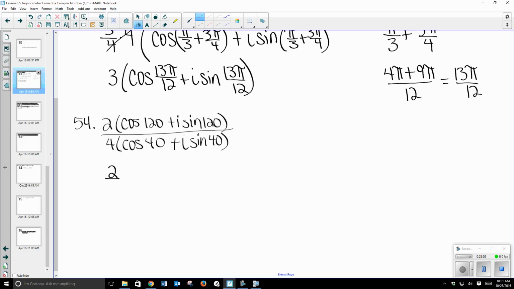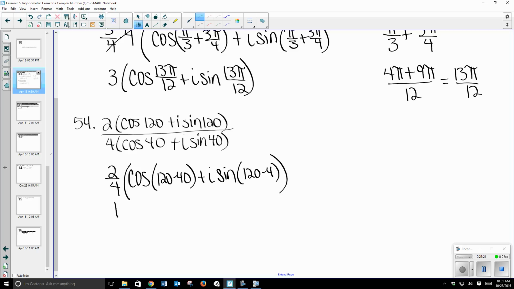So this would be 2 over 4 cosine of 120 minus 40 plus i sine of 120 minus 40, which is 1/2 cosine 80 plus i sine of 80. And there should be parentheses there, because that's a different answer if you don't put parentheses there.